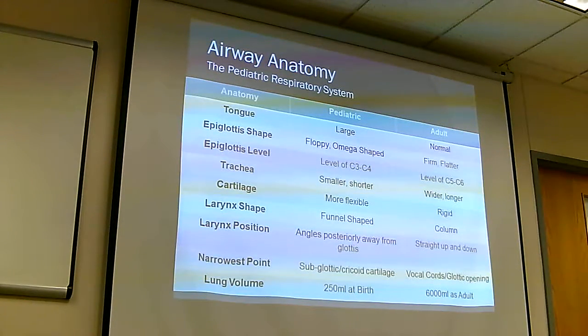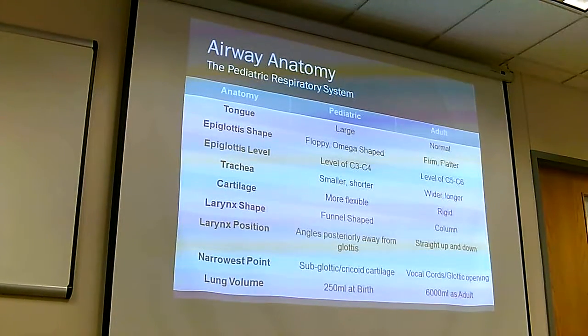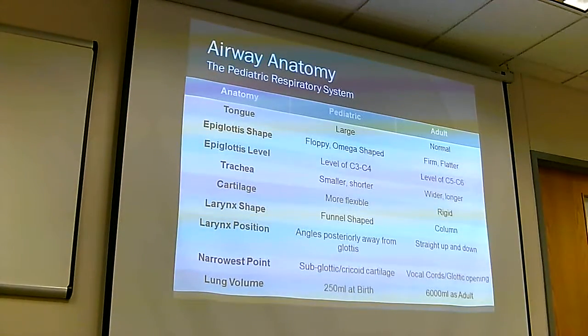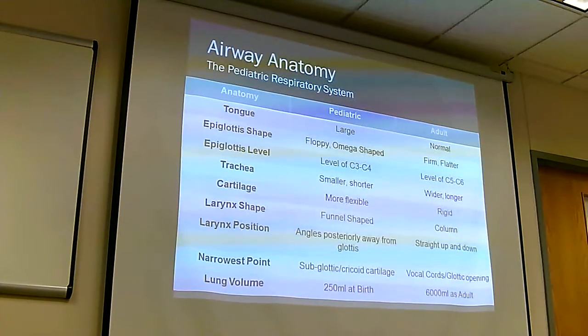Okay, so on to pediatric anatomy. This is an important chart for you guys. Kids are not little adults. They actually have anatomical differences. Their tongues are bigger than adults'. Their epiglottis is more rounded, omega shaped, and extremely floppy, whereas adults' is more firm and flatter. The epiglottis level is also different. It's higher in kids, meaning it's going to be more difficult to get a visualization of their cords because the airway is higher.